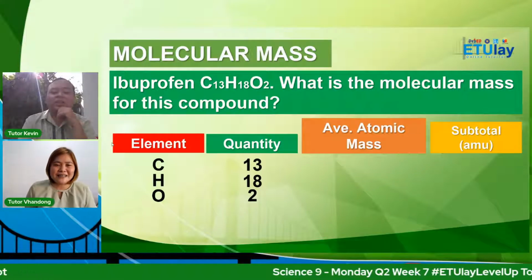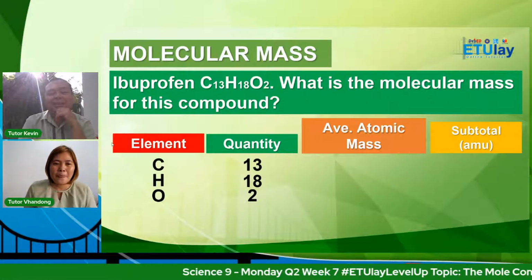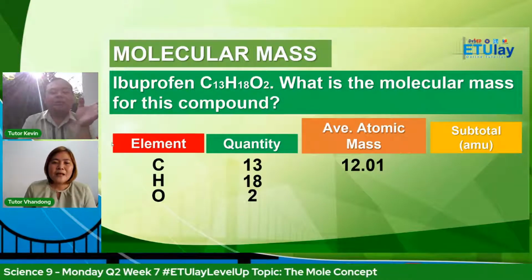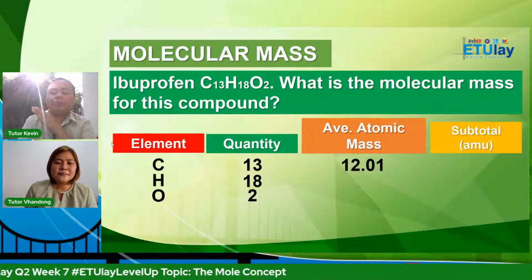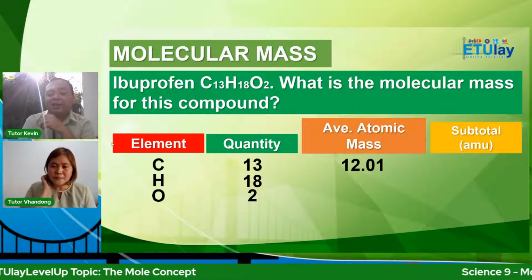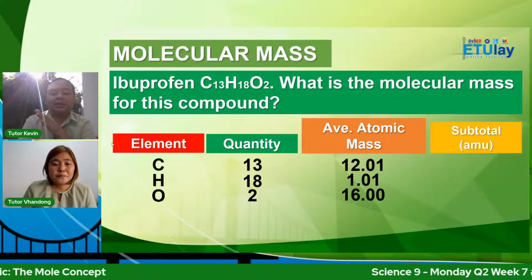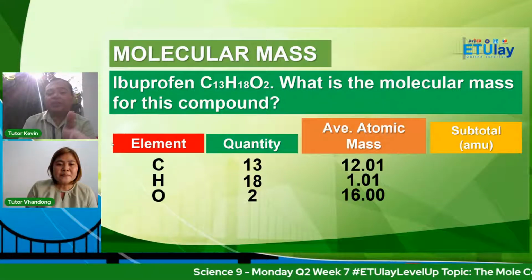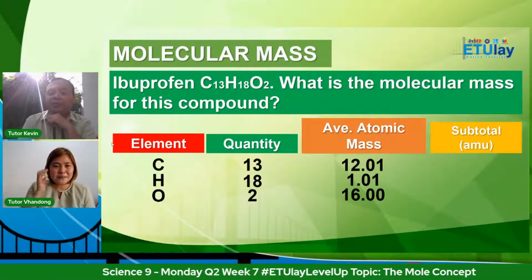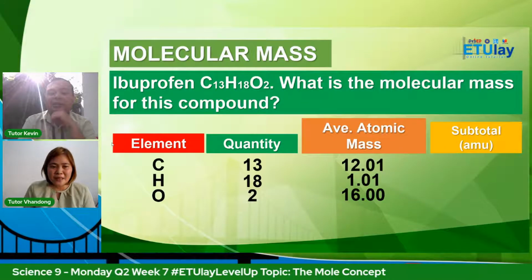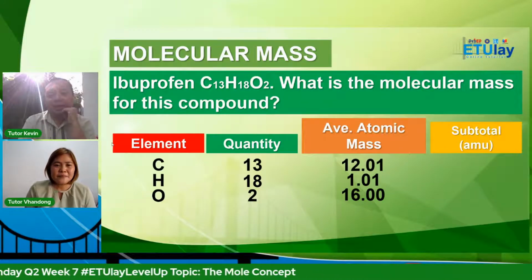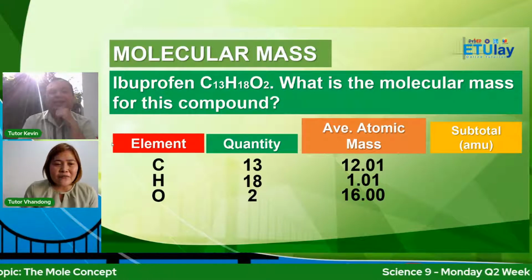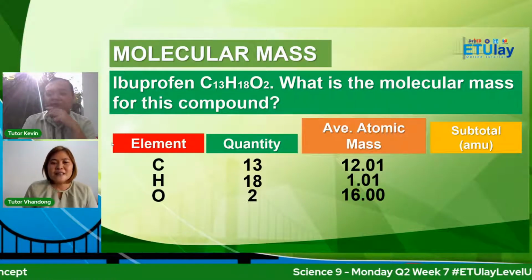Ano naman yung average atomic mass? Kinakailangan nating tingnan ang periodic table of elements. Si carbon ay merong average atomic mass na 12.01, si hydrogen 1.01, si oxygen 16.00. Yung quantity, nandun sa chemical formula, yung subscript niya. It's the number of atoms of a given element. Correct. At ano naman ang subtotal?